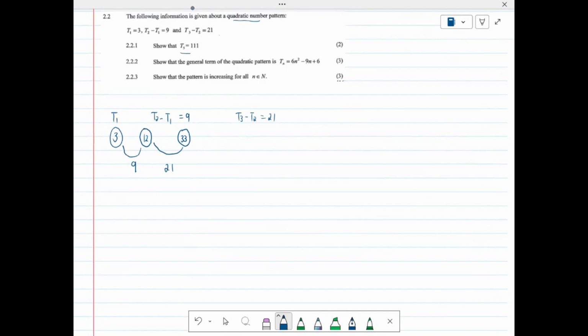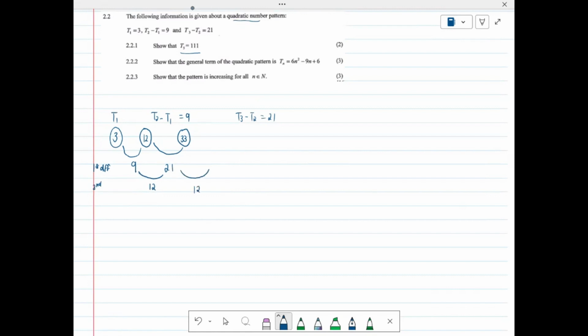So it says show that T5 is 111. So we can complete this pattern. Let us find out what our second difference is. 21 minus 9 is 12. So our second difference is 12. So here's the row of our first differences. Our second difference is constant and it's 12. So to get the next first difference, we're going to have to add 12.